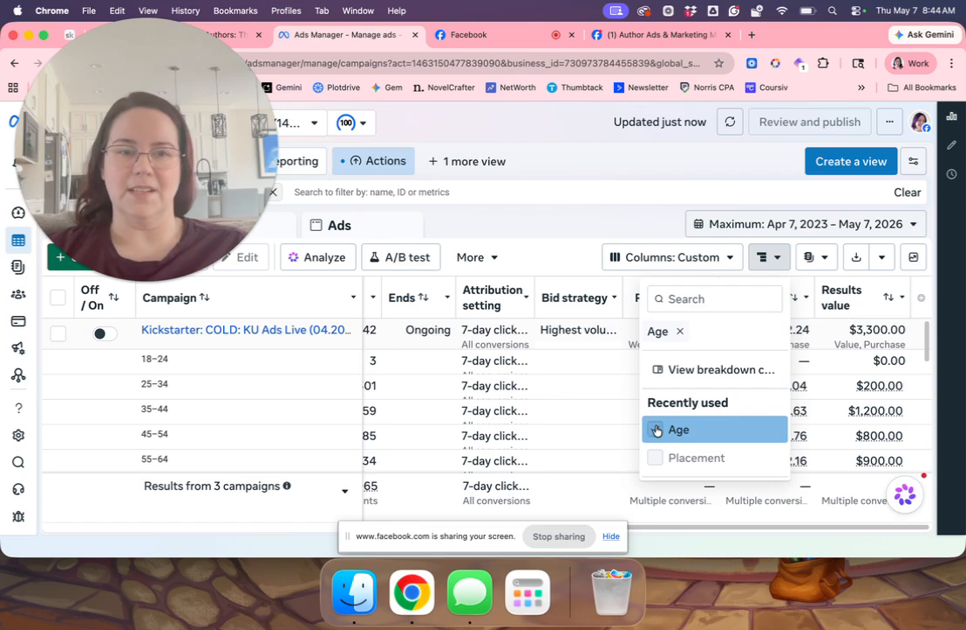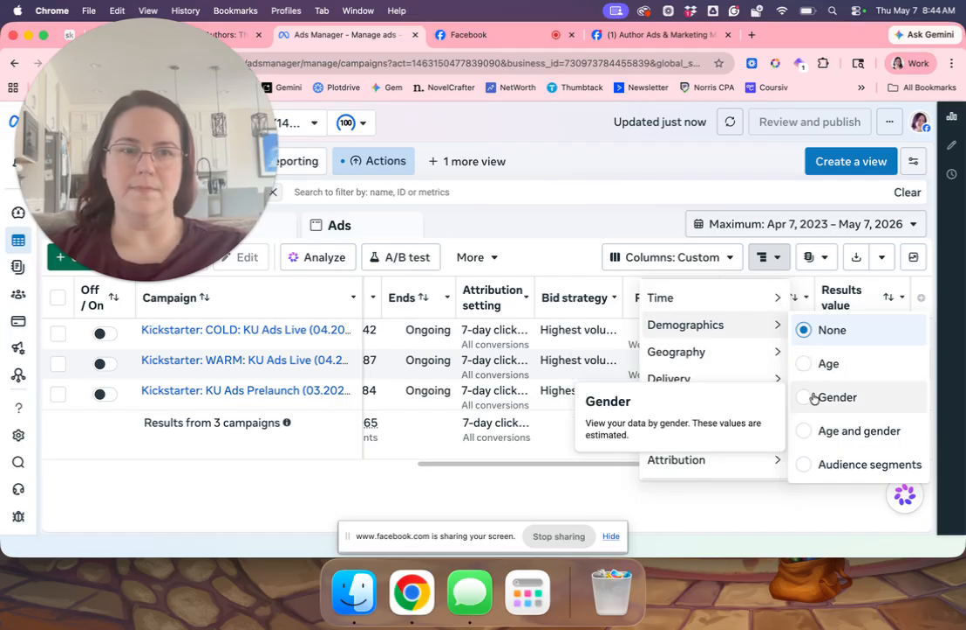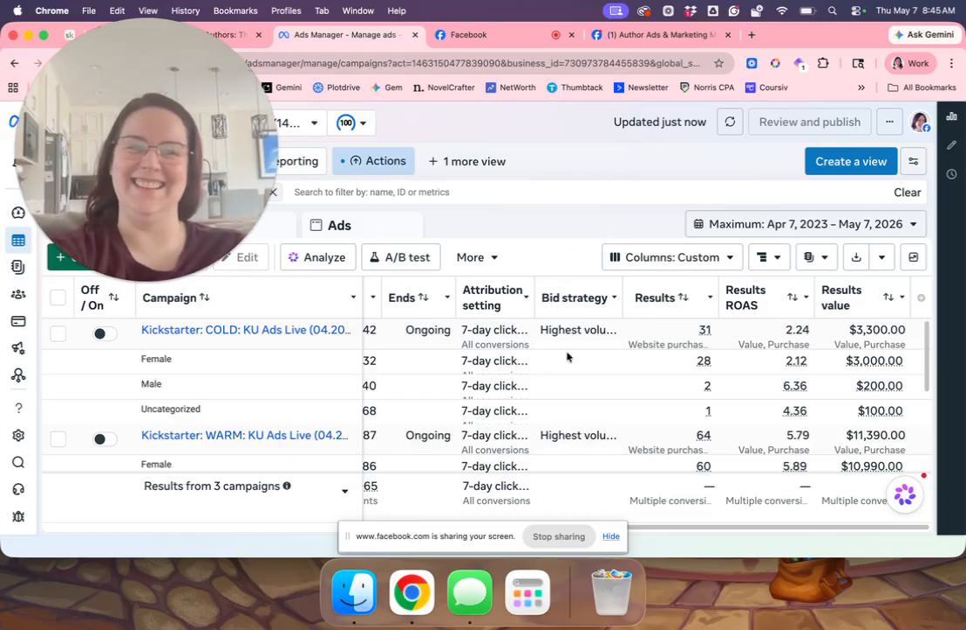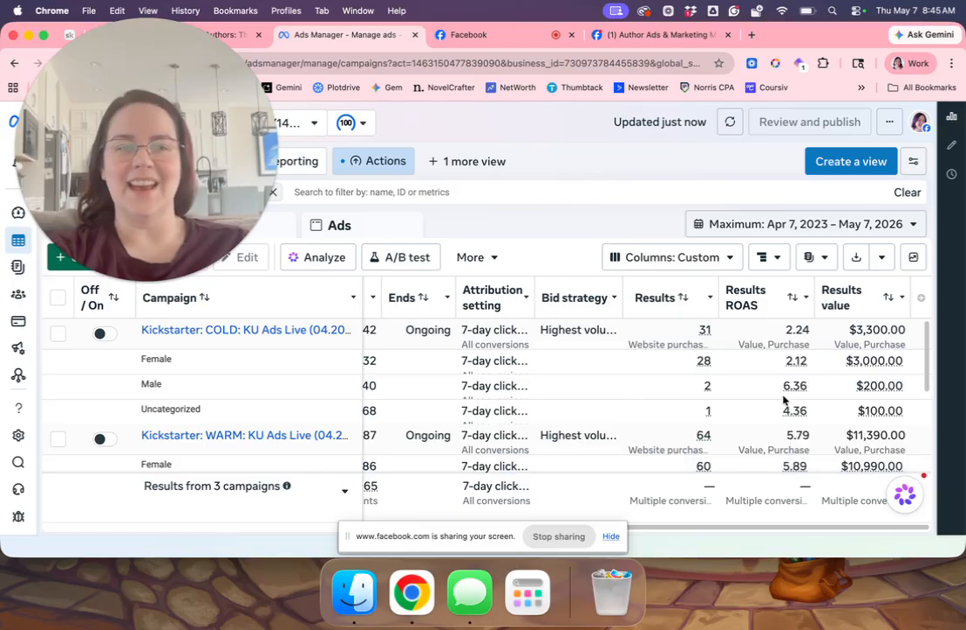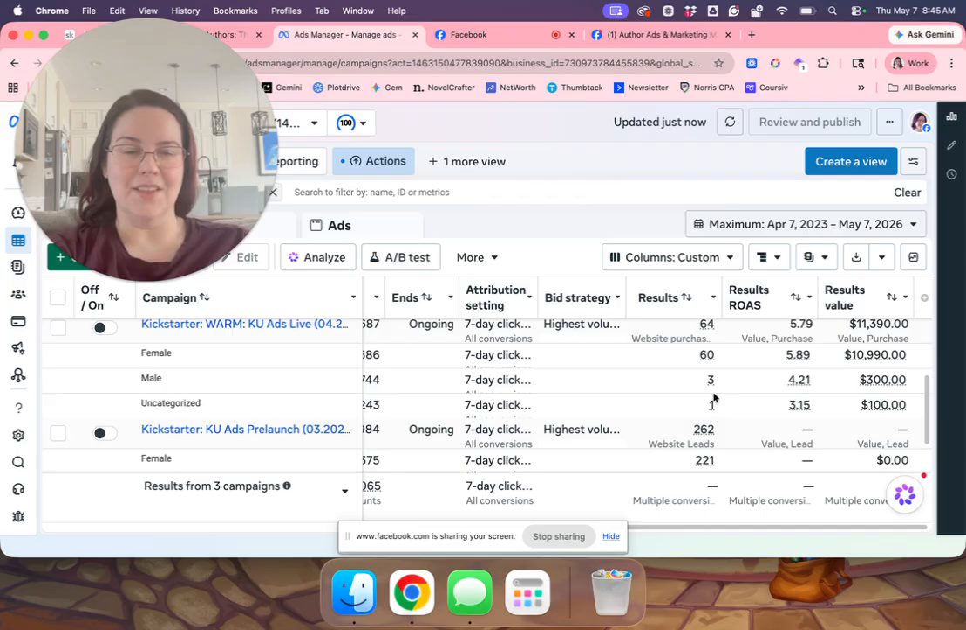So let's do another breakdown. I can also look at gender. And I know that women love me. The ladies love me. That was annoying, sorry. So again, the ROAS looks great on men, but we only have two there. And if we look at this other campaign, you can see that women have the better ROAS and more conversions. So I am speaking to a female audience primarily.